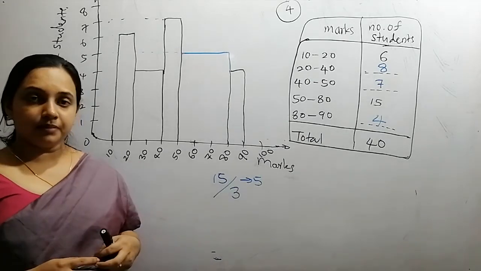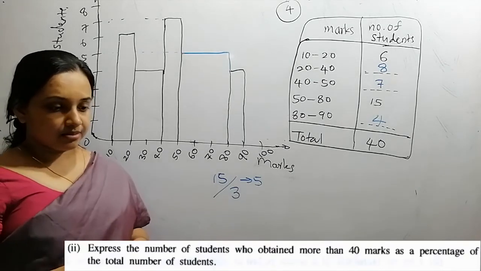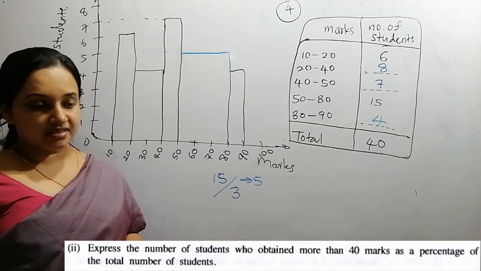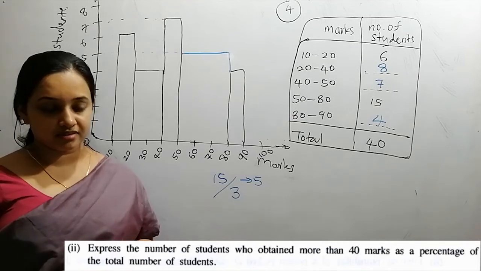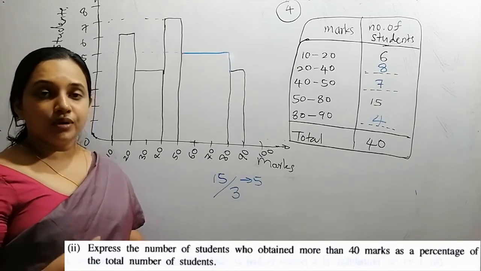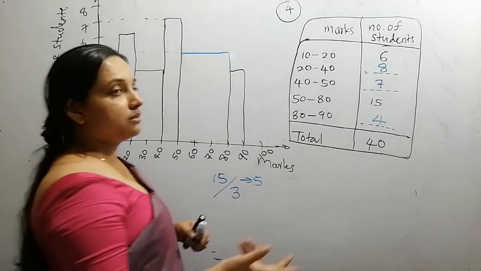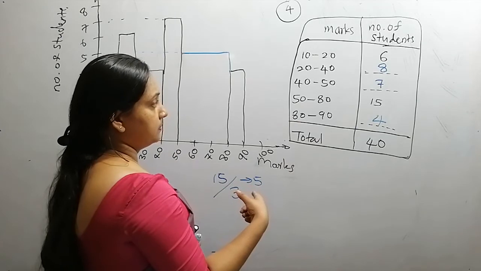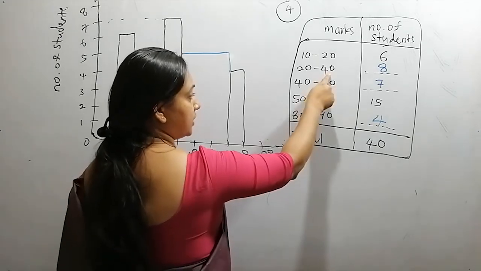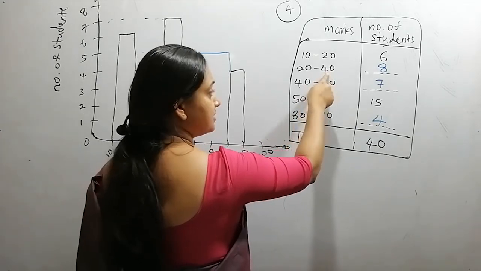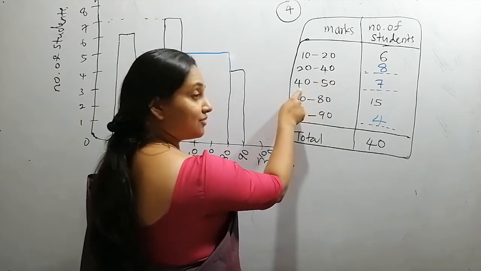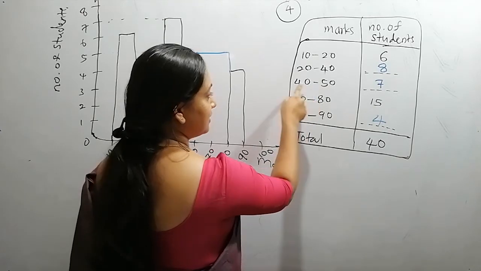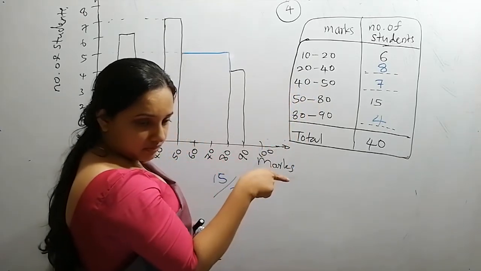Okay. Then part 2. Express the number of students who obtain more than 40 marks as a percentage of the total number of students. More than 40 marks means starting from which group? Here 40. In this group 40 is included, but in this group 40 is excluded. 40 does not belong to this group. Then the marks greater than 40.